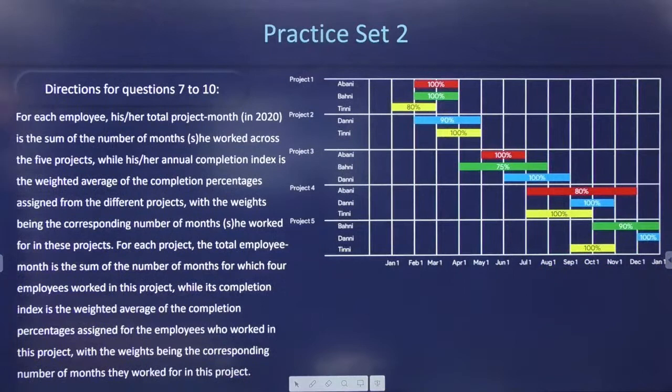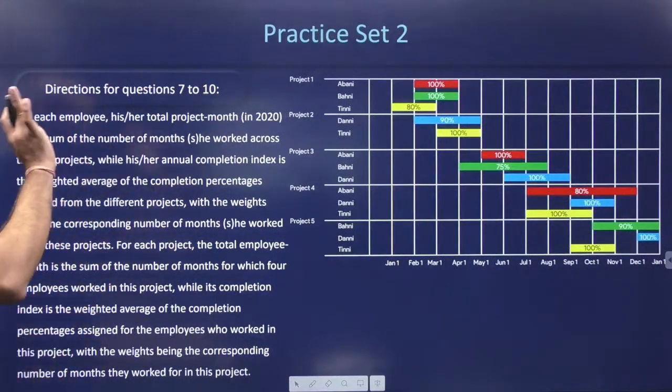For each employee, his or her total project month is the sum of the number of months she or he worked across the 5 projects, while his or her annual completion index is the weighted average of the completion percentages assigned from the different projects, with the weights being the corresponding number of months she or he worked in these projects. So this is nothing but they have given us a formula on how to calculate a couple of things. Let's not be very politically correct about the genders. Let's assume everyone is a girl here, so that we don't have to say he or she every time. Let's assume all are she.